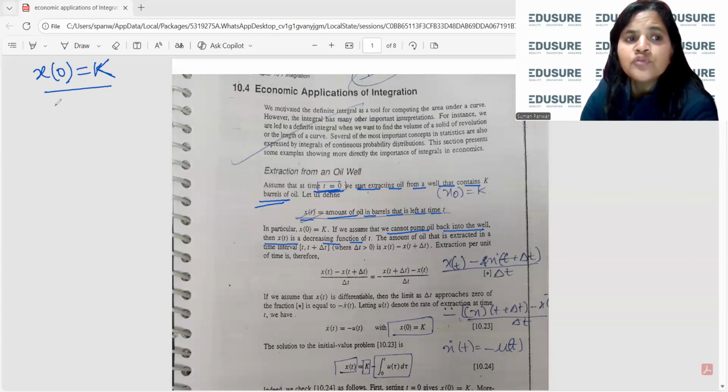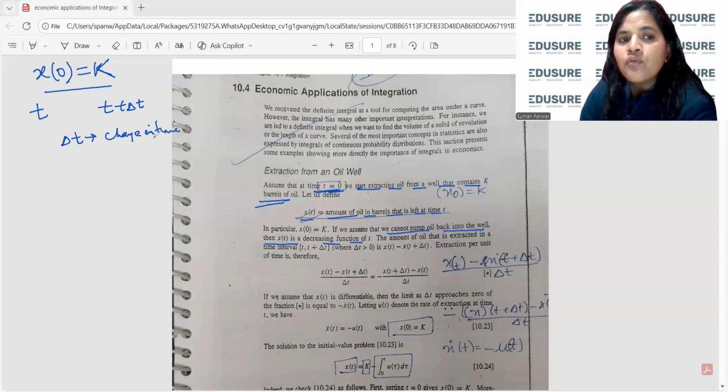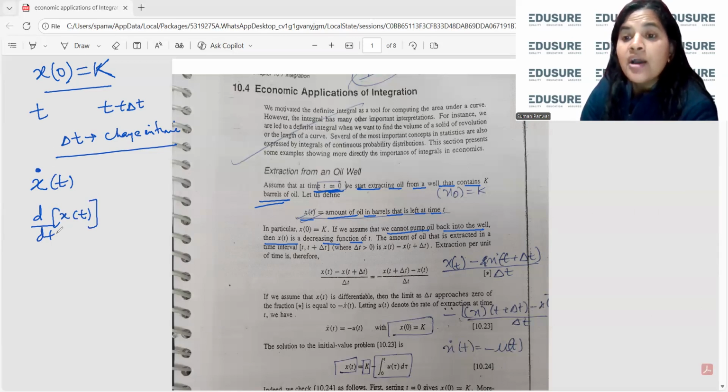Suppose you move from the initial time t to the final time t plus delta t. What is delta t? Delta t is the change in time. What is the change in the stock? So what is x dot t? x dot t means d by dt of x(t). D by dt of x(t) is nothing but the rate of change of x(t) with respect to time.